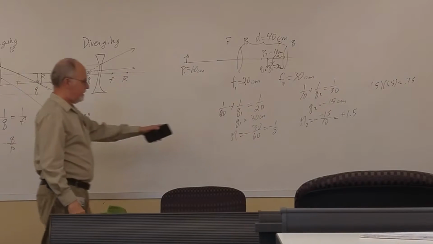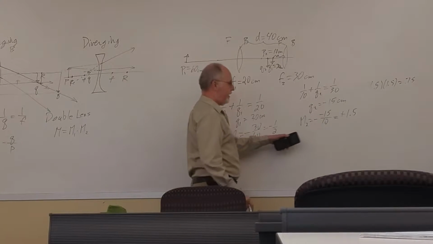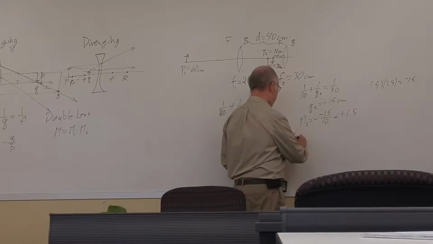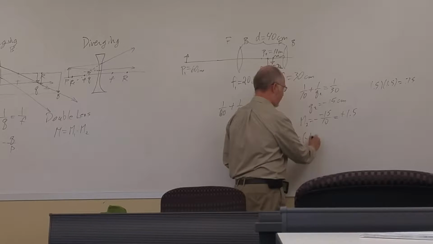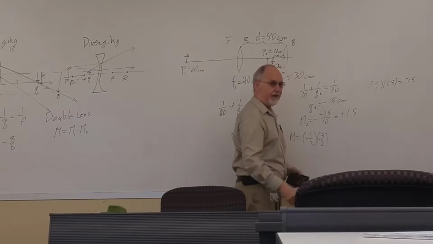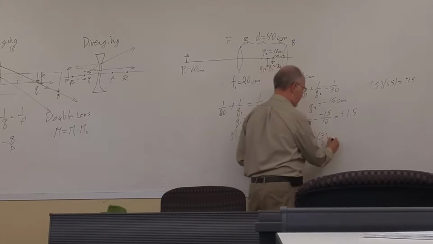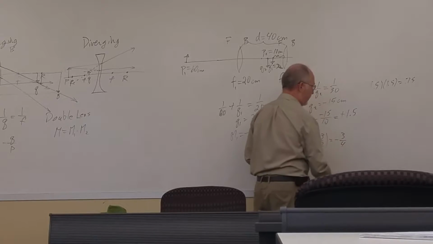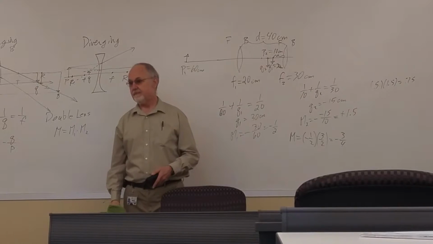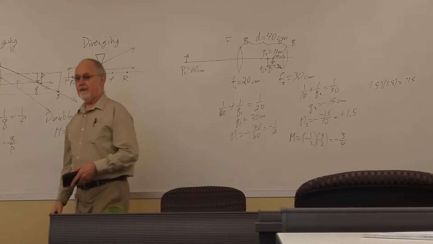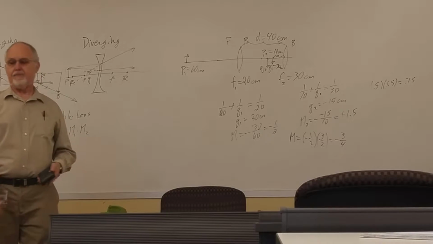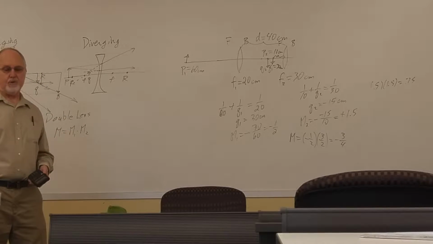So I've got negative 1/2 here and a positive 1.5 here. So the total magnification, negative 1/2 times positive 3/2 fraction there. And so that's a negative 3/4, or if you want it as a decimal, negative 0.75. So it's upside down and 3/4 the size of the original object. That's what you're doing there.